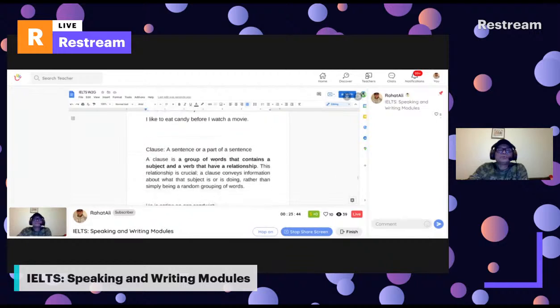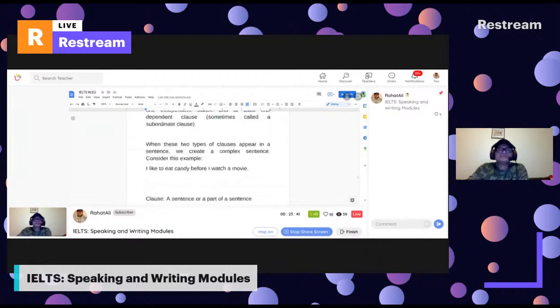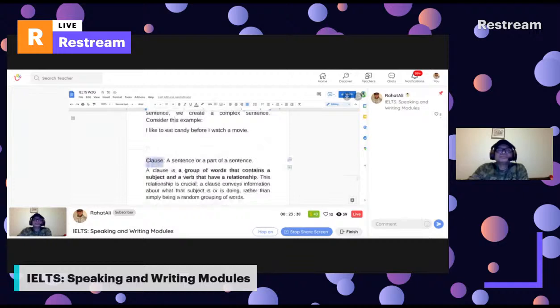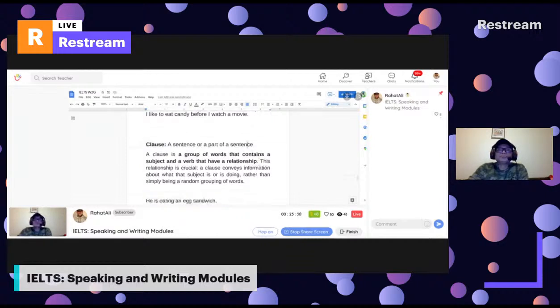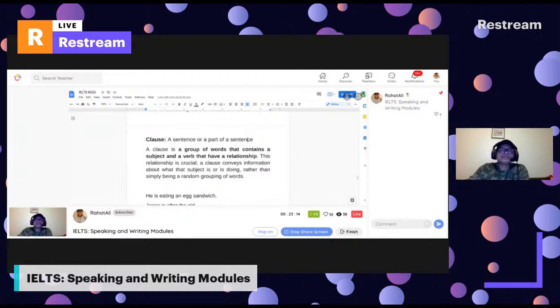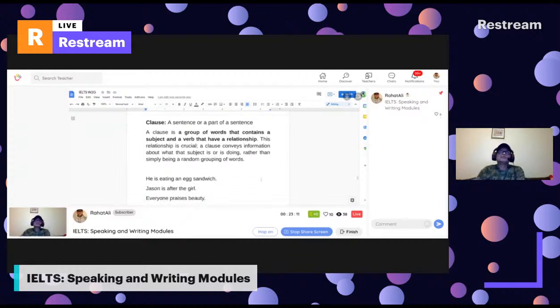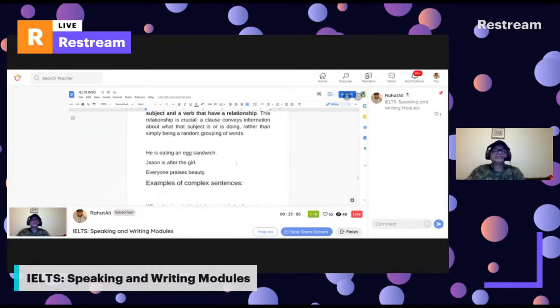Now, what is a clause? Let's find out from this definition. A clause is a sentence or a part of a sentence, a group of words that contains a subject, a verb, and a relationship. This relationship is crucial. A clause conveys information about what the subject is or what the subject is doing, rather than simply being a random grouping of words. There are some examples. If you look carefully, is eating an egg sandwich.